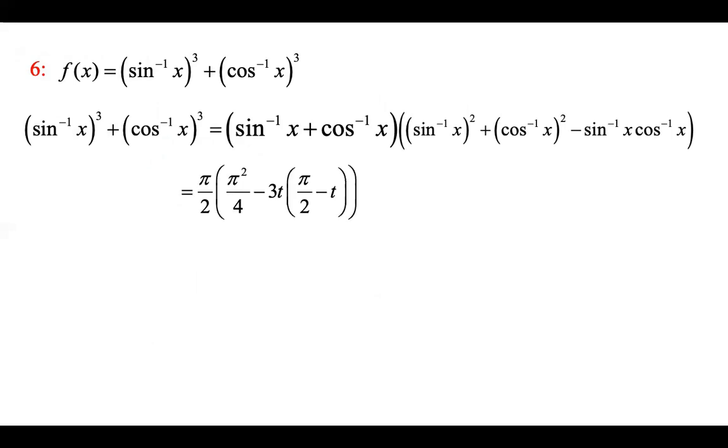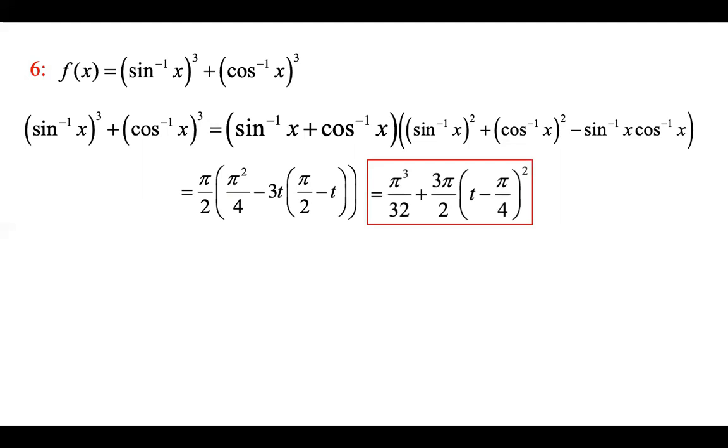Again, if we put sin inverse x equal to t, like in the previous problem, in terms of t it can be adjusted like this. That is, sin inverse x plus cos inverse x is pi by 2, and the remaining part, a square plus b square, can be written as (a plus b) whole square minus 2ab, and minus sin inverse x cos inverse x, that is, minus 3 sin inverse x cos inverse x. Again I am substituting sin inverse x equal to t only. By readjusting the terms of that expression, it becomes pi cube by 32 plus 3 pi by 2 times (t minus pi by 4) whole square.